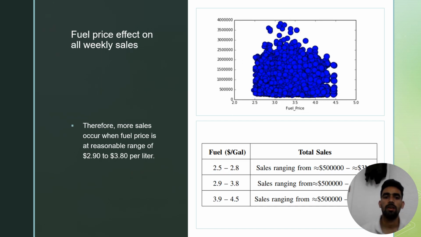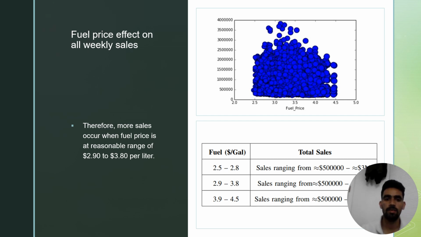And secondly, fuel prices. When the fuel prices have increased hugely, there's a reduction of sales in Walmart. Therefore, more sales occur when the fuel price is in a very reasonable range, like 2.9 dollars, 3 to 3.9 dollars per gallon, for example. As I have mentioned, there are three ranges, like $2 to $5, and between 2.9 dollars and $3.8 sales are high compared to other ranges.